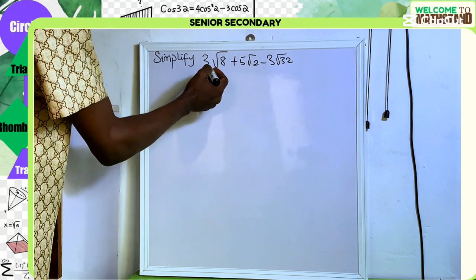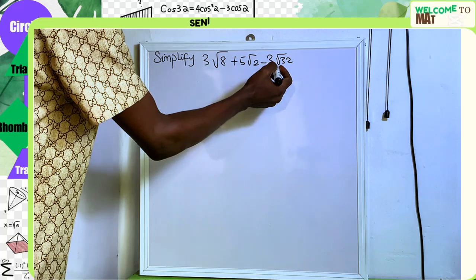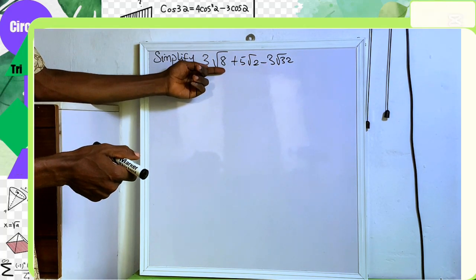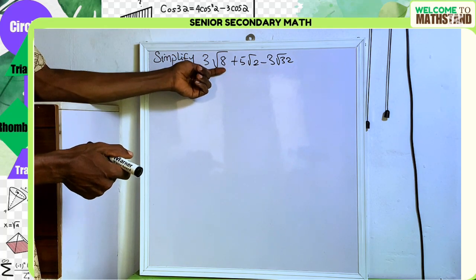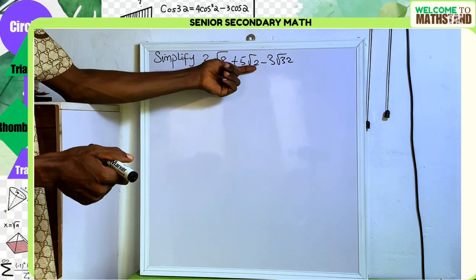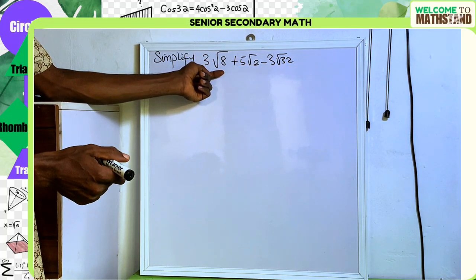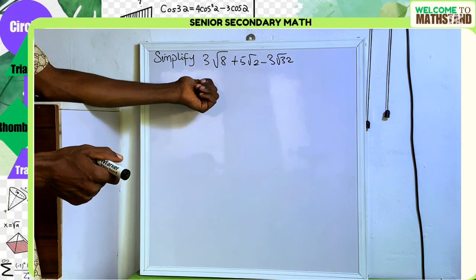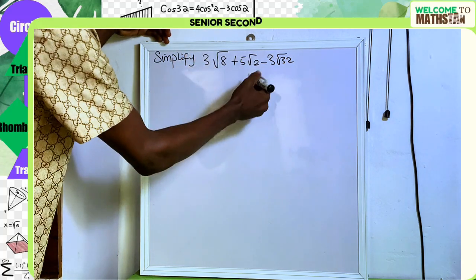Simplify 3√8 + 5√2 − 3√32. The first thing you should do is look at this: we have √2 here. We know that 8 can be reduced to √2, because 4 times 2 gives us 8, and the square root of 4 can be rationalized. You can understand the same thing for the others, so let's bring it out that way.